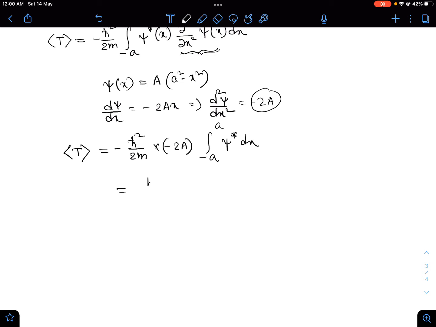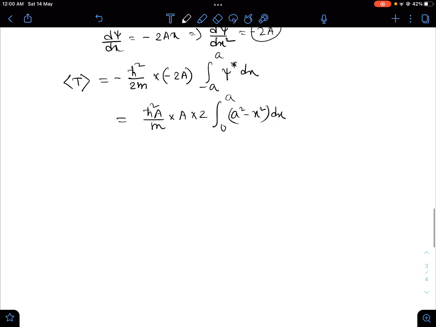So it will be ħ² a by m, and we have another a for psi. So let us take this out, and we have the integral from 0 to a of (a² minus x²) dx. So it will be ħ² times 2ħ² a² by m into, it will be a²x minus x³ by 3, and the limit will be from 0 to a.